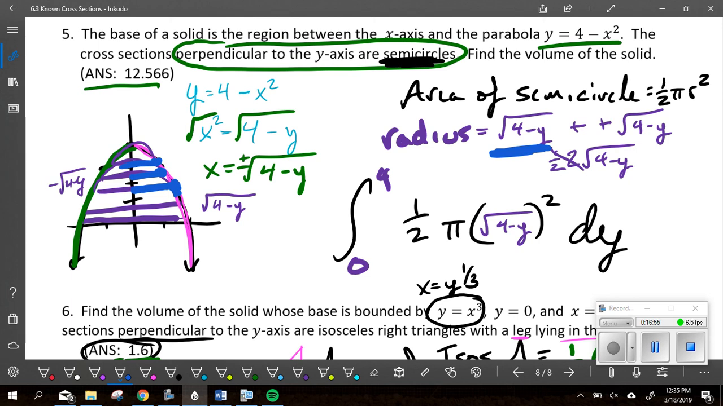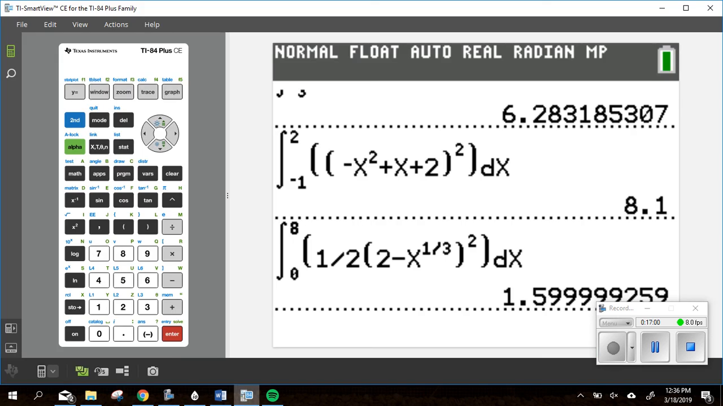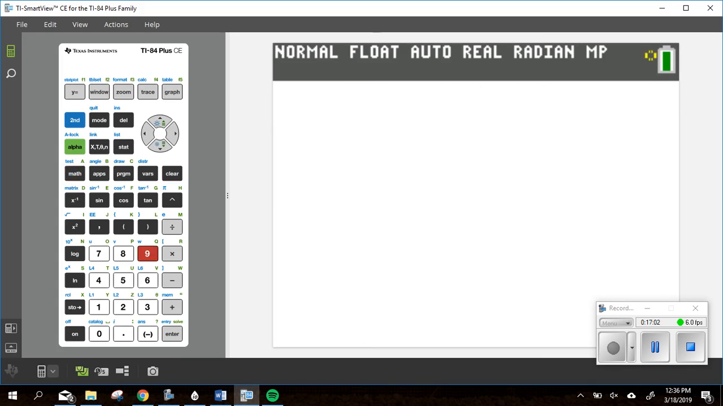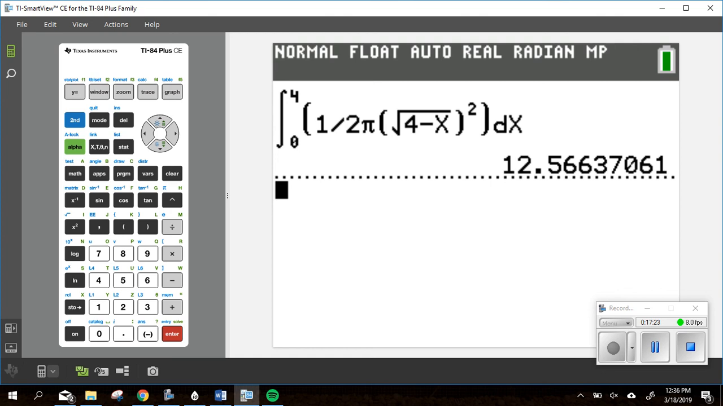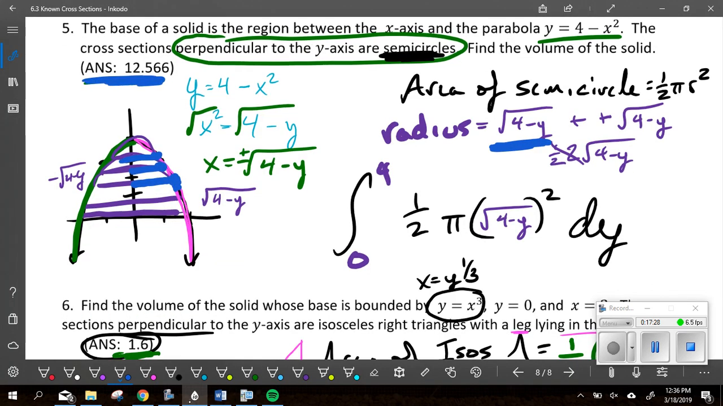And so if I'm squaring a square root, those two things are really canceling. But in my calculator, I want to set that up. We're going math 9. We're going from 0 to 4. It's 1/2 pi r squared. My radius is the square root of 4 minus y. Close that parentheses and square it. And then it's dy. 12.566 is the answer. We knew what the answer was. We just agreed that that's the answer we should have gotten. Any questions about something we did today?